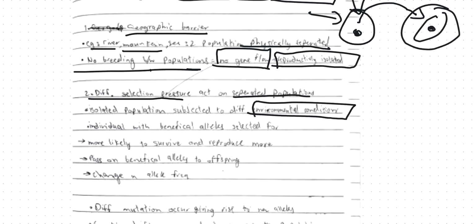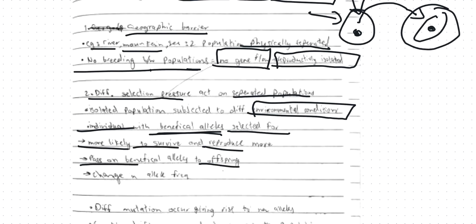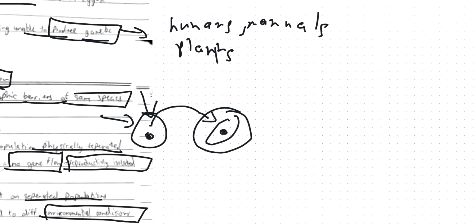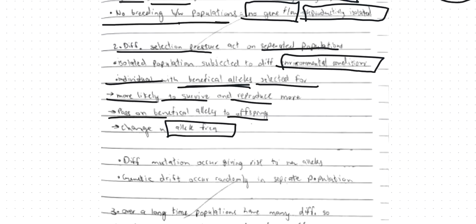So this favors beneficial alleles. Individuals with beneficial alleles will be selected for, and this means that they will be more likely to survive and reproduce more. And they'll also pass on these beneficial alleles to the offspring. So over many generations, the organisms of this species will be adapted to the environment, and they'll have alleles that are more beneficial to this location. They'll pass on these alleles to their offspring, and this causes a change in allele frequency. Remember, natural selection will cause a change in allele frequency.